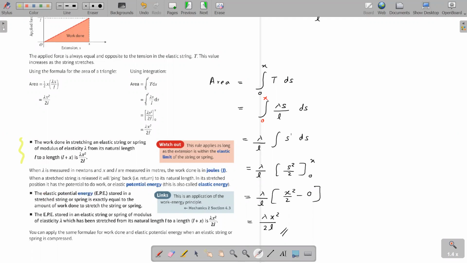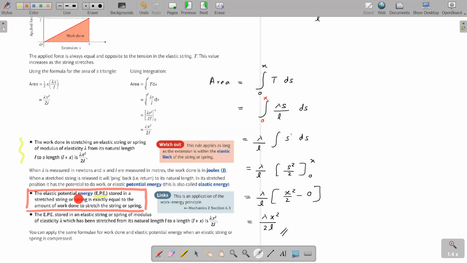The elastic potential energy. Do you see the word they use here? What do they use here? EPE. This is what we use in short for elastic potential energy. So that is stored in a stretched string or spring is exactly equal to the amount of work done to stretch the string or spring. So do you see this is the key point here. So whatever the work done that we calculated, that work done is equal to what?